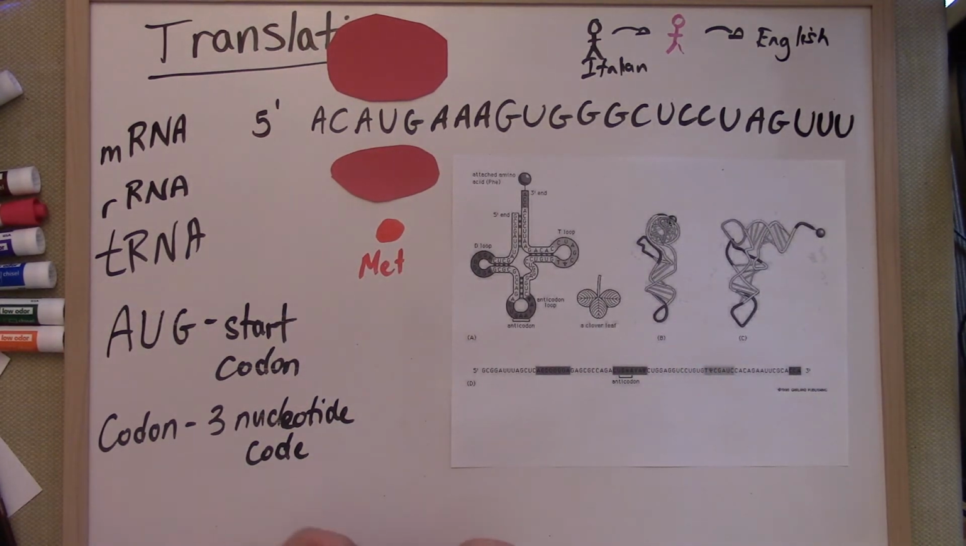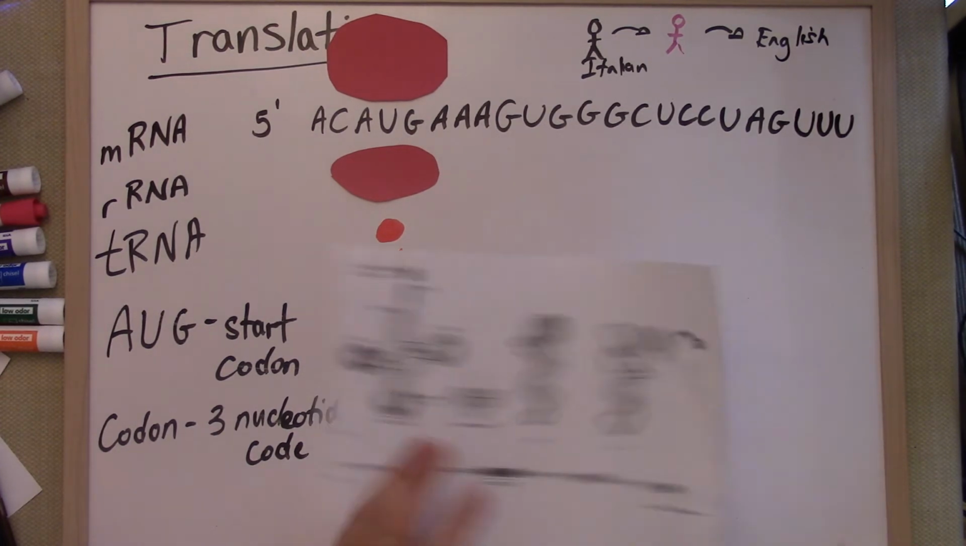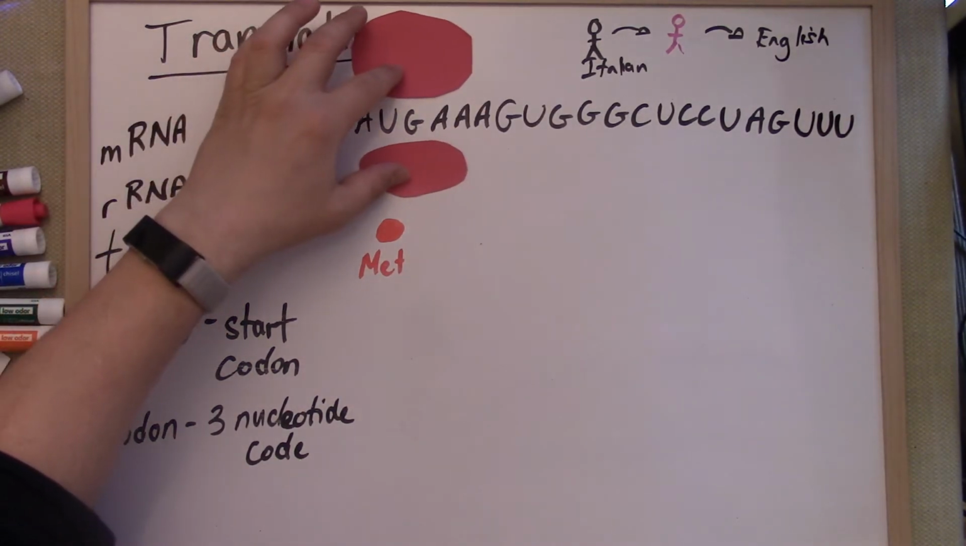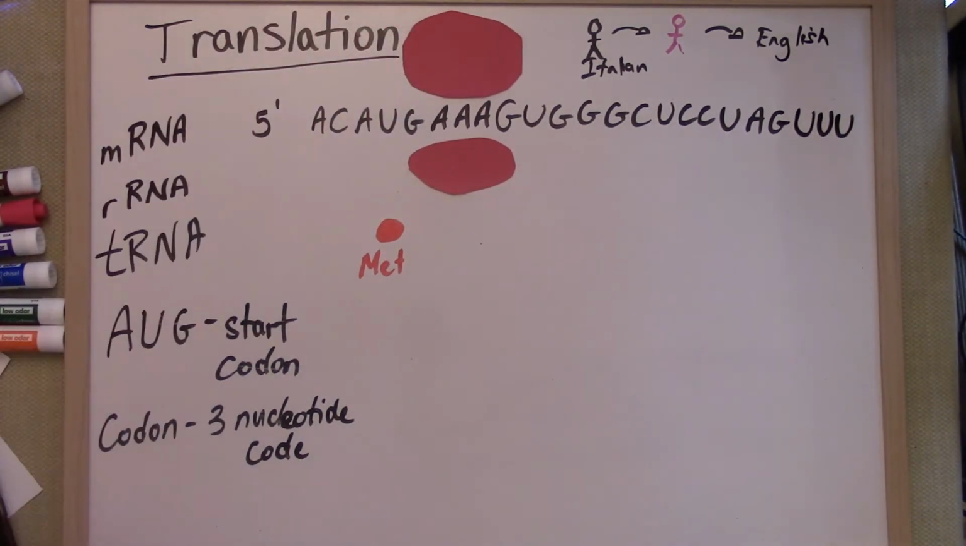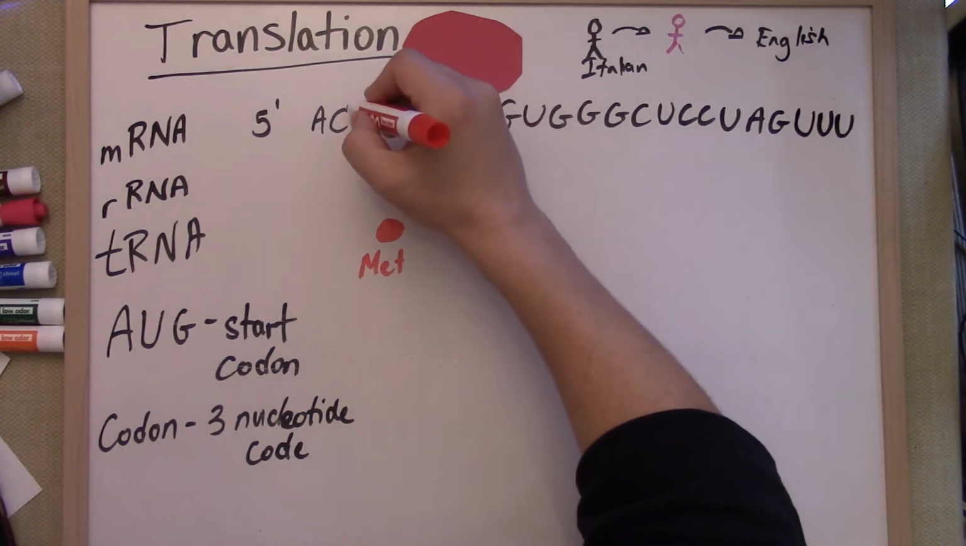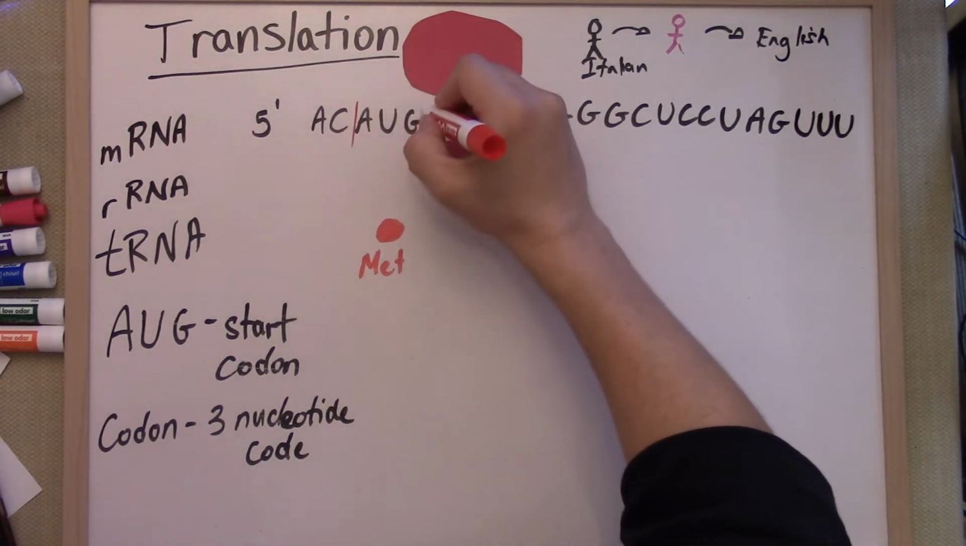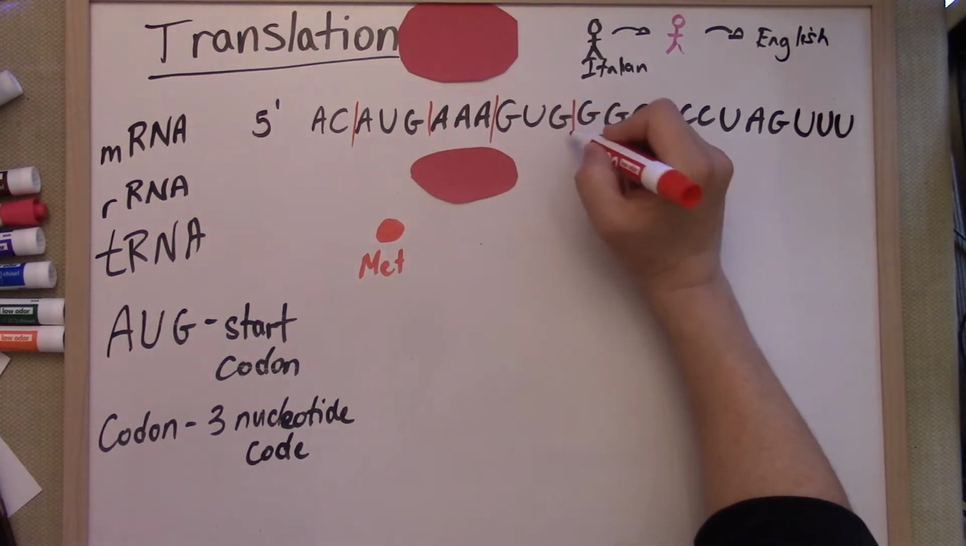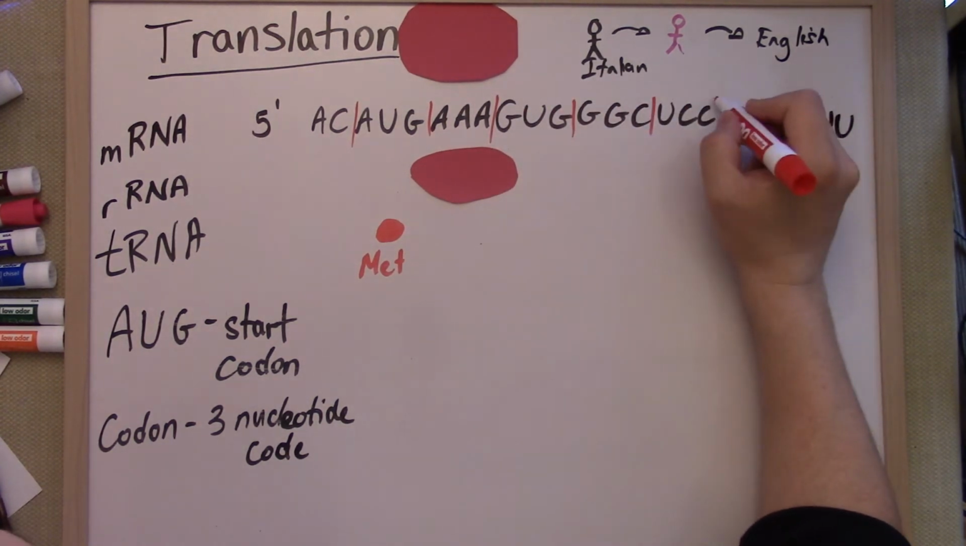Then, once that methionine is in, the ribosome is going to continue on with what it was doing. The ribosome is going to move. It's going to slowly move its way down, and it's going to go to the next codon. So we can start blocking off our codons here. We have AUG, that's a codon. And then every 3 bases after that is another codon.